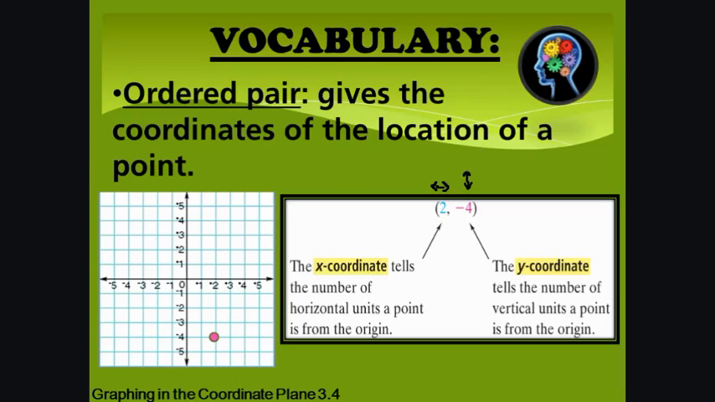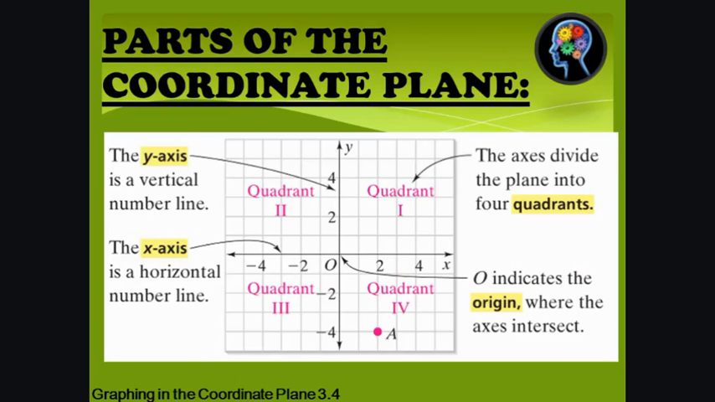And we're going to use that information to plot ordered pairs in the coordinate plane. But let's go ahead and take a look at the parts of the coordinate plane. Our y-axis is our vertical number line, and our x-axis is our horizontal number line. And the coordinate plane is segmented into 4 different quadrants. Here we have quadrant 1, quadrant 2, 3, and 4. And it's important to know that O indicates the origin where the axes intersect.